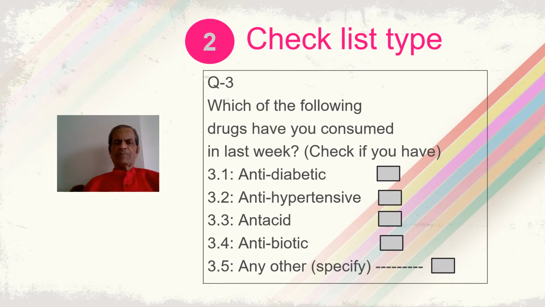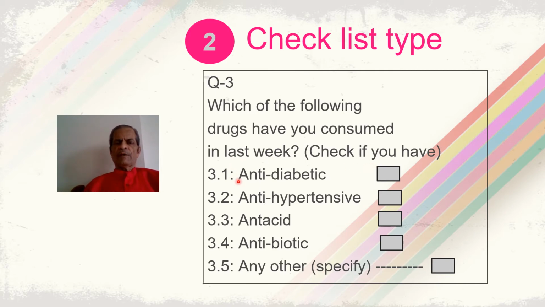A checklist type of question is like any checklist. So there is a question and it is followed by a list, and you have to check the appropriate item. In this question, for example, which of the following drugs you have consumed in the last week, and check if you have. So the person who has posed this question expects you to check against the item which you have consumed in the last week.